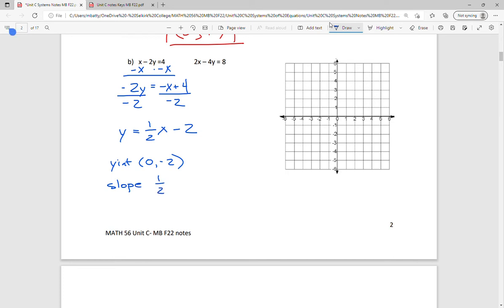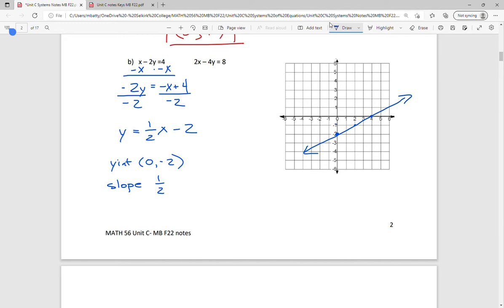So let's put this one on the graph. Let's finish it up. So 0 and negative 2 is my y-intercept, and then I'm going to go up 1 and over 2. Up 1 over 2 to put this equation on the graph. Whoa, I hit all 3 points. Okay, let's deal with the next equation.